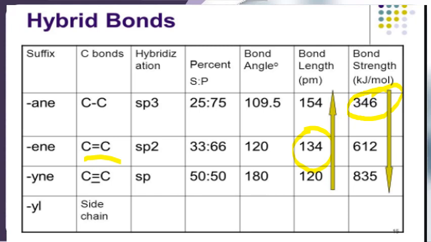As the S character is increasing, so the bond energy is also increasing. Here you can see it is near to double of the above value when there is a double bond between carbon to carbon with sp2 hybridization. And when there is sp hybridization, that is three bonds between carbon to carbon, the character of S and P becomes 50 to 50%, equal character is there, and once more the bond length is reduced up to 120 with the bond strength increasing from 612 to 835. Right? So this is how the bond length is affected by the number of bonds or the bond order between the two atoms, as well as the hybridization in the carbon atom or the other atoms as well.